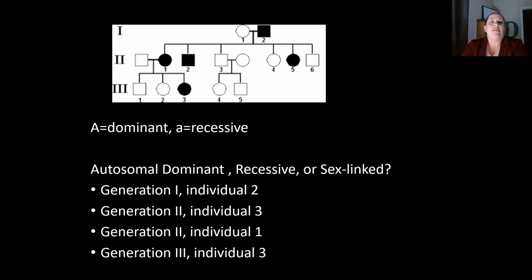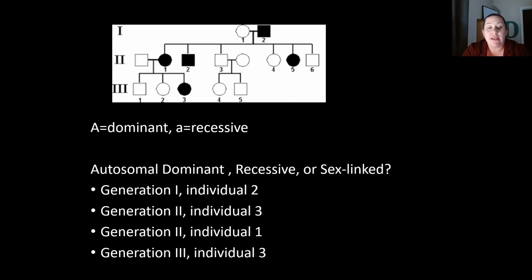All right. So here is a pedigree. And so if we take a look at this, we have a male who has the disorder shown in generation 1. If we look at generation 2, we have 3 individuals in generation 2. And in generation 3, we have 1 individual who has it.